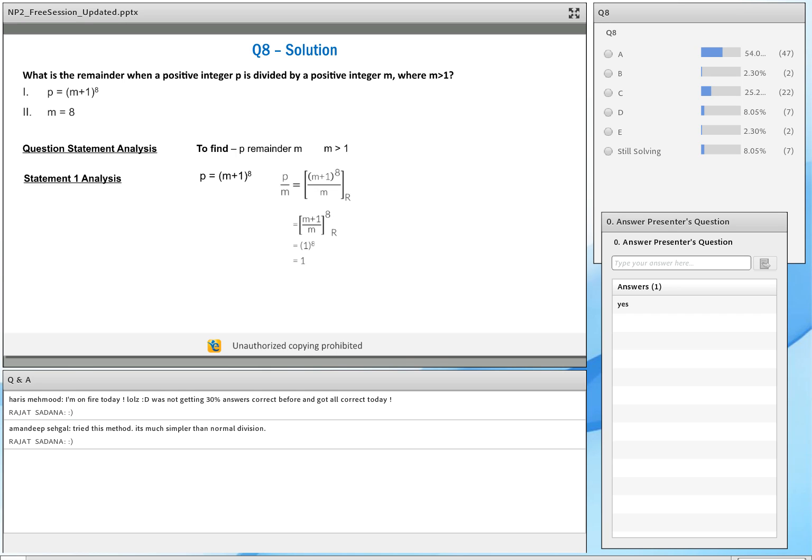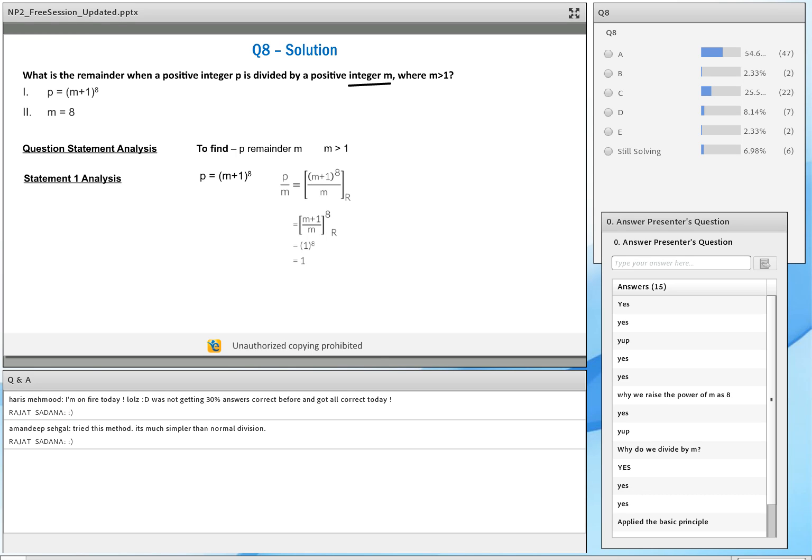Isn't that what we've been doing in terms of pure numbers? That's what we just did a few questions back. So statement 1 is... What part do you want me to explain again, Vishesh? Why do we divide by m? Because we have to find the remainder when p is divided by m. That's why.